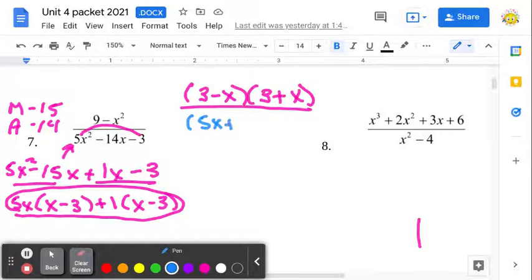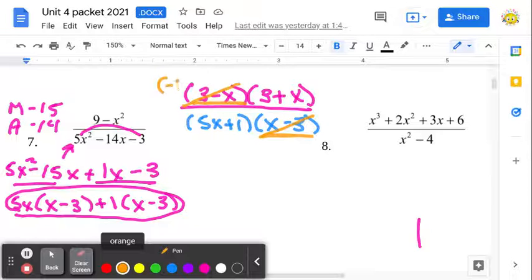5x plus 1 over x minus 3. There we go. So what I'd like to look at right now that I want to cross off is the x minus 3 and the 3 minus x. Well, we know they're kind of the same, but their signs are opposite. They're negated. So I can still cross this out, but because the signs are opposite, I have to put a -1 in its place.